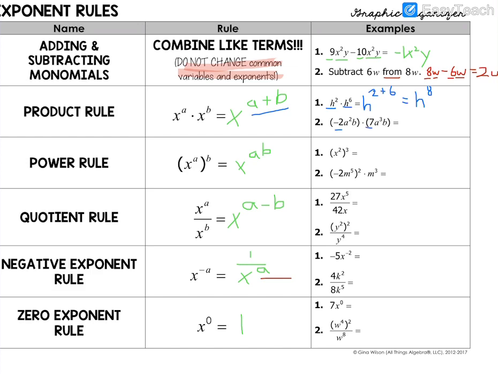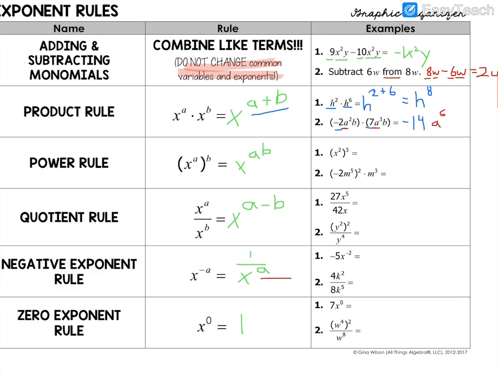All right, on example 2 here, when we have our coefficients, we just multiply those. So we're just going to do -2 times 7. That's a -14. And then we look at our next. We have a's. We have a squared and a cubed. So we're going to do like we did above. We keep our base of a, and we add our exponents. So 2 plus 3 is 5.